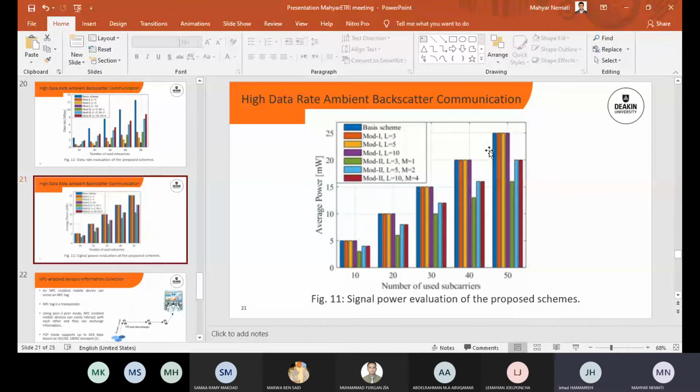The first bar is for the conventional model, which is the basic model. The second one is when we have 1 bit per each subcarrier. The next two are for two different block transmissions, and the last three are for the index modulation transmission, so that we have a lower number of active subcarriers in those cases.